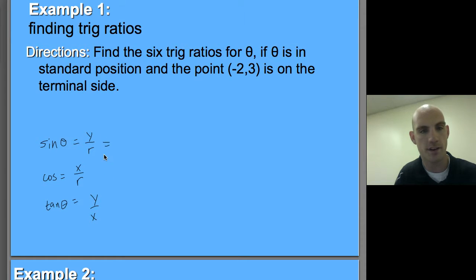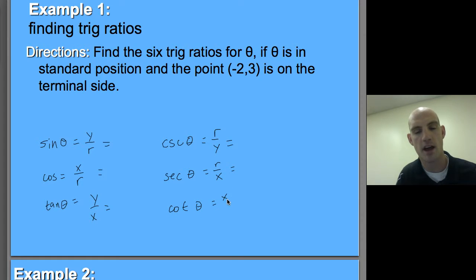And we're actually going to be making these into numbers, so I'm going to leave a little space. And then I like to match them up again. So the one that goes with sine is going to be cosecant. And you're going to see how easy this is because you just flip that fraction over. So the cosecant is r over y. The secant is r over x. And the cotangent is x over y. Now, key pieces to this. We need x, we need y, and we need r.